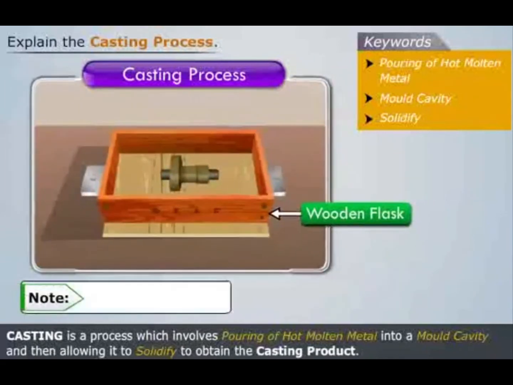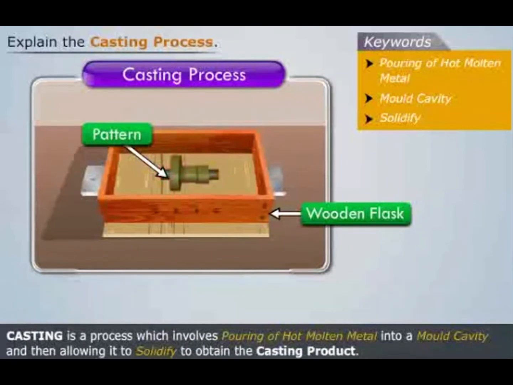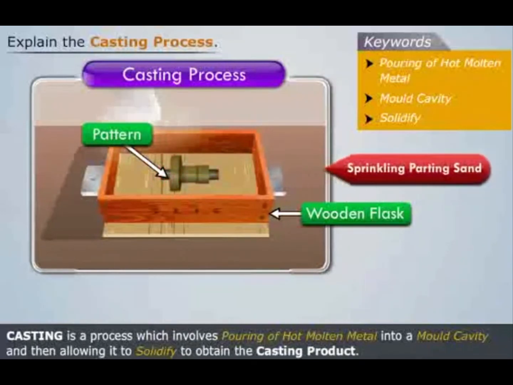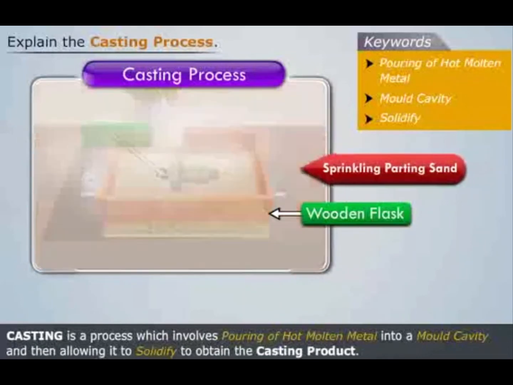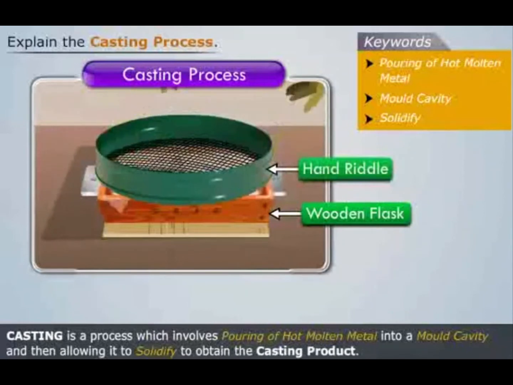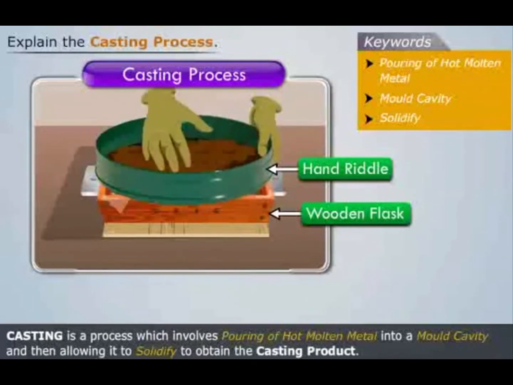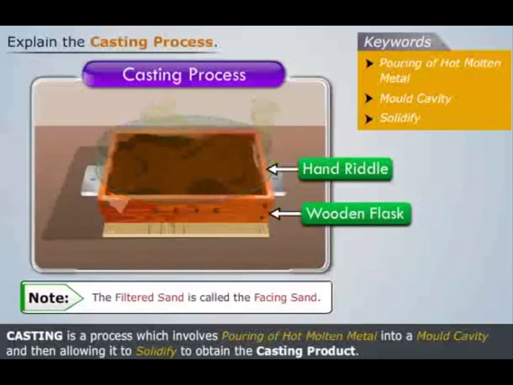Note that this workpiece is called the pattern, and it is the replica of the product to be produced. Now sprinkle some parting sand in and around the pattern. Then place a hand riddle on top of the flask. Now put some sand in this riddle and then filter the sand. Note that the filtered sand is called the facing sand.